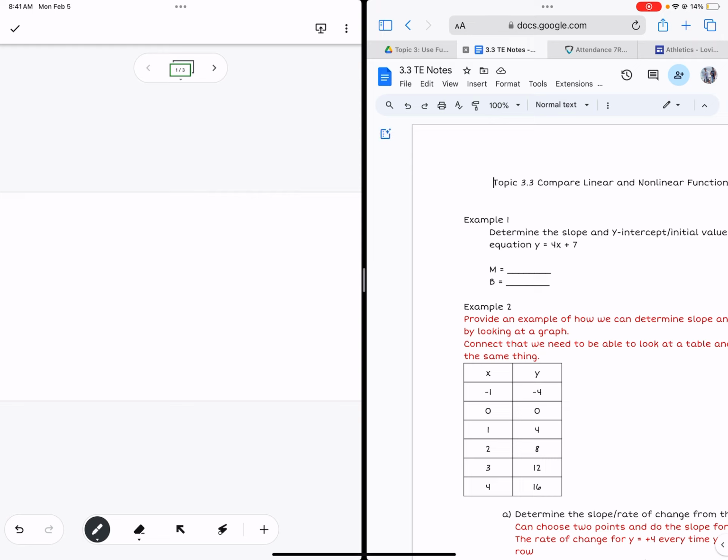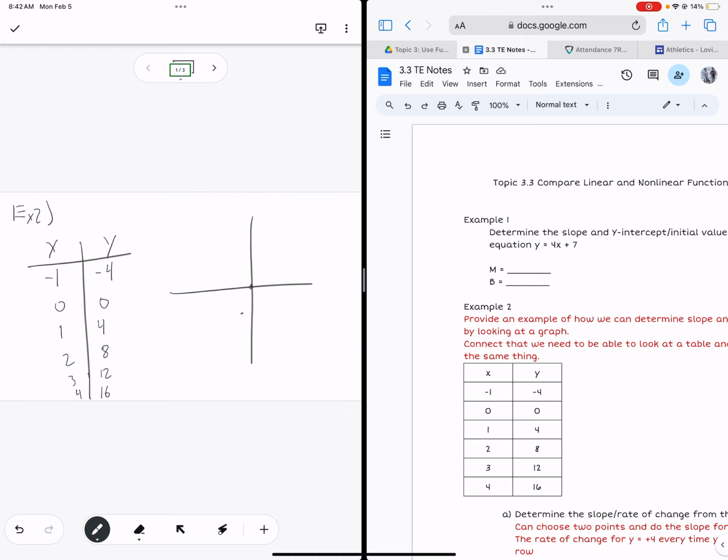So example 2 is how do you find slope and y-intercept using a table? So you're given the table: -1, -4; 0, 0; 1, 4; 2, 8; 3, 12; and 4, 16. All right, so we have this table right here, and we should be able to determine how to find my y-intercept and my slope without graphing, right? So I could just go ahead and graph this right here, and it would look something like this, and I could find it, right? But sometimes when you get graphs, they're not perfect numbers.